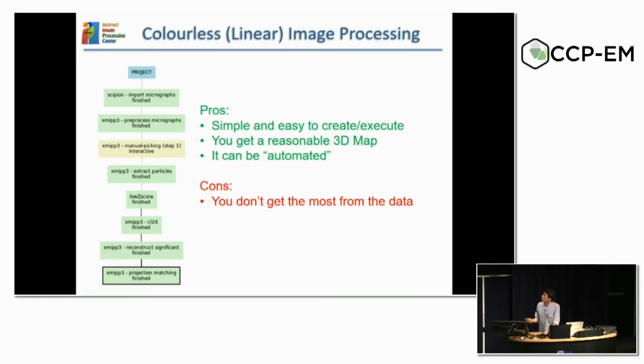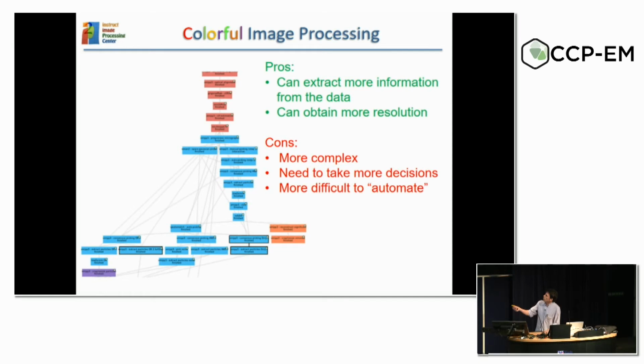If you want to get the most from your data, you have to process in a more complicated way. Scipion gives you a lot of choices, a lot of programs that you can integrate. You can compare your results with one program to another. You can do consensus things. And at the end, you will have a much better structure. The problem is that the analysis is more complex. You need to take more decisions than in a straight pipeline, and it is more difficult to automate because of these decisions.